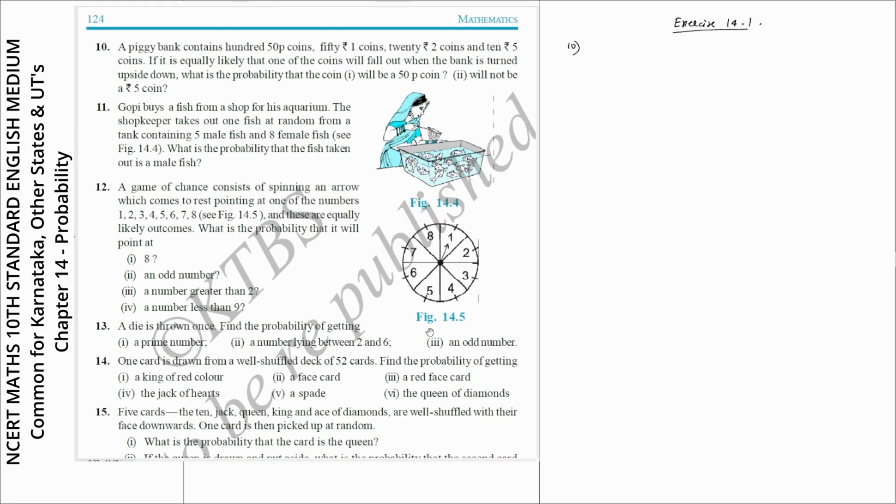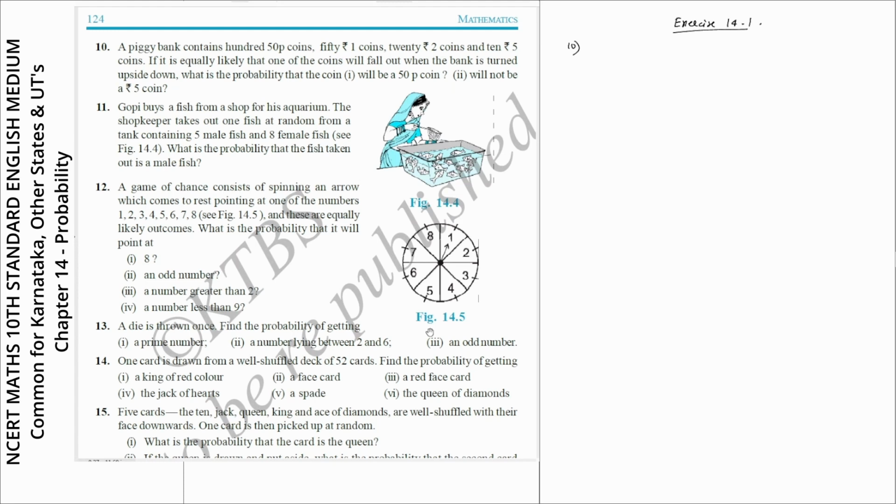So this piggy bank contains many coins, 50 paisa coins, 1 rupee coins, 2 rupee coins and 5 rupee coins, and it is turned upside down. So when it is turned upside down, one coin will fall, and they are asking what will be the probability that a 50 paisa coin will come out, and what is the probability that a 5 rupee coin will not come out.